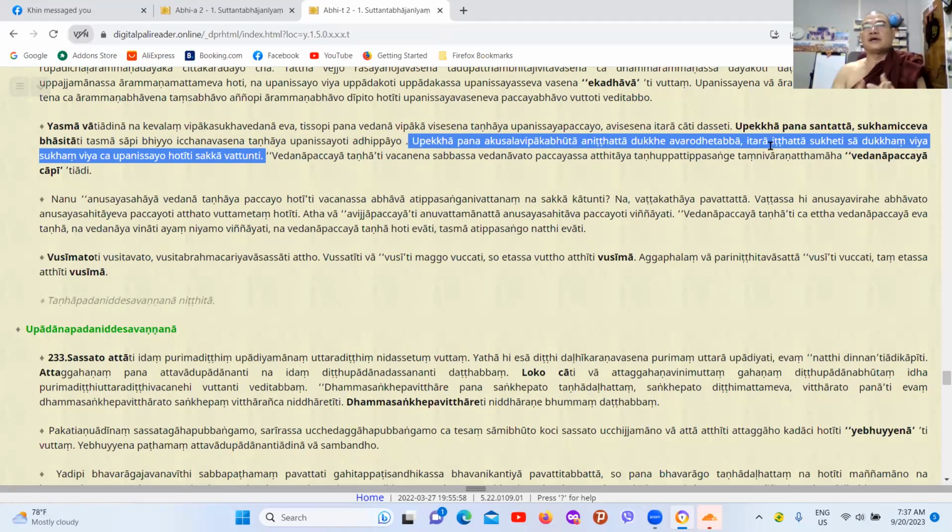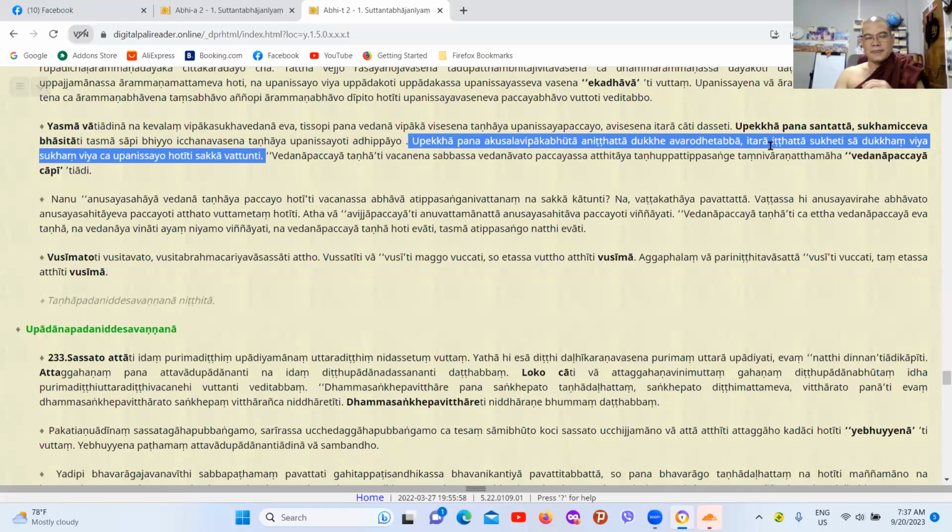That means there are two kinds of upekha: upekha with akusala vipaka and upekha with kusala vipaka. Upekha with akusala vipaka should be added to dukkha because it is not desirable. But upekha that arises together with the kusala vipaka should be added into the sukha because it is desirable.